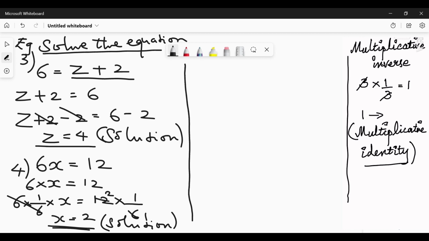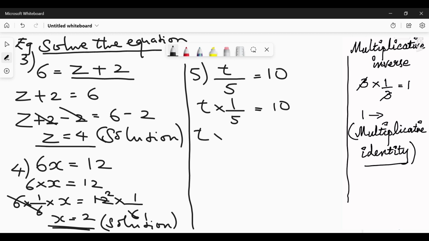Having done one with multiplication, now I would like to take one example problem from division. T by 5 equal to 10. What is meant by T by 5? T by 5 means nothing but T times 1 by 5 equal to 10. As usual, I am going to take the help of multiplicative inverse. What is the multiplicative inverse of 1 by 5 if you ask me? It is nothing but 5.